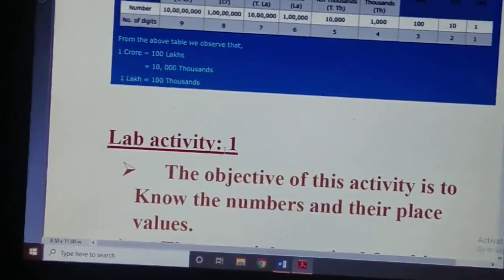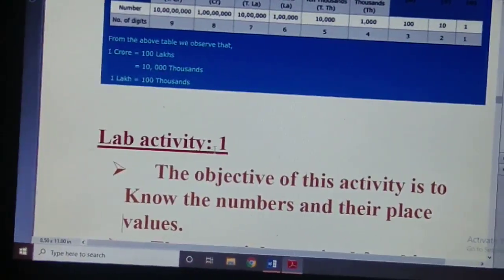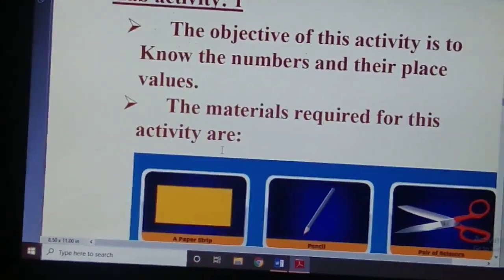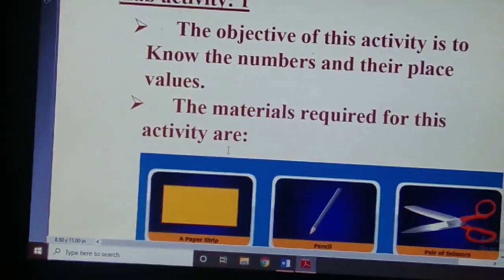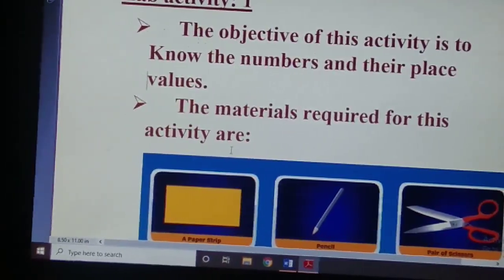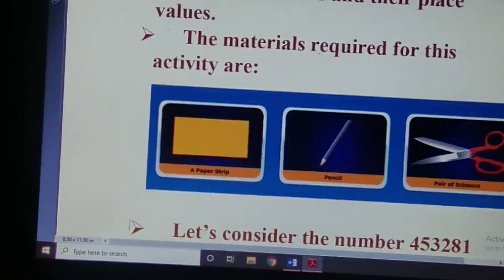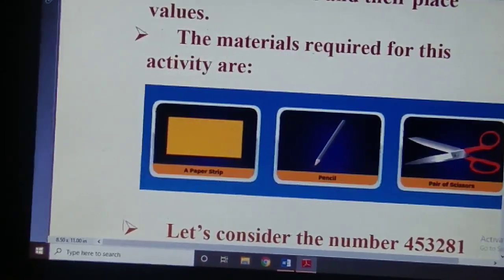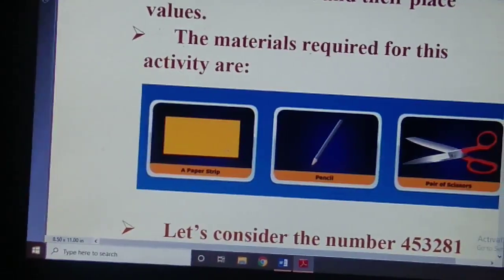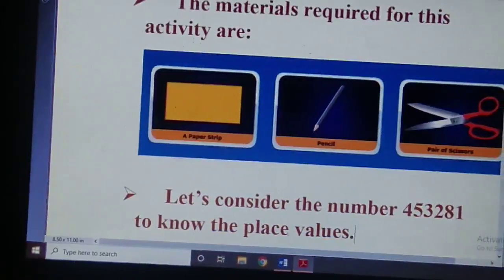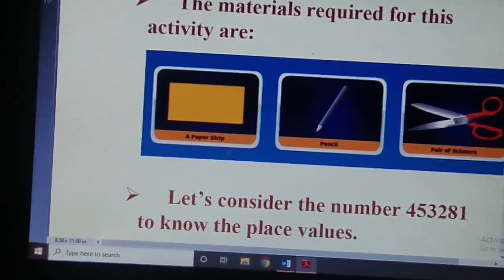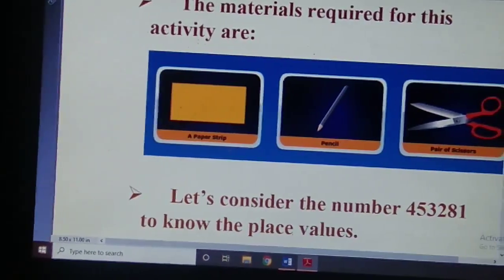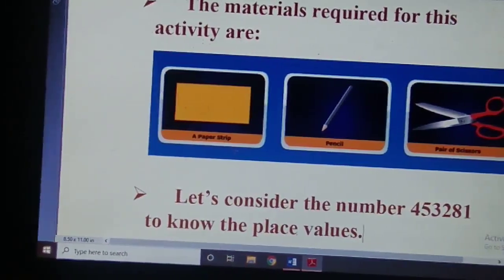Now we will do one activity. The objective of the activity is to know the number and its place value. The materials required for this activity are a paper strip, a pencil, and a pair of scissors. Let us consider any number. Here we will consider the number 453281 to know the place values.